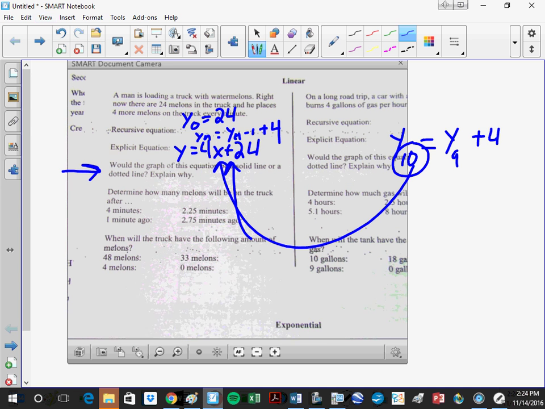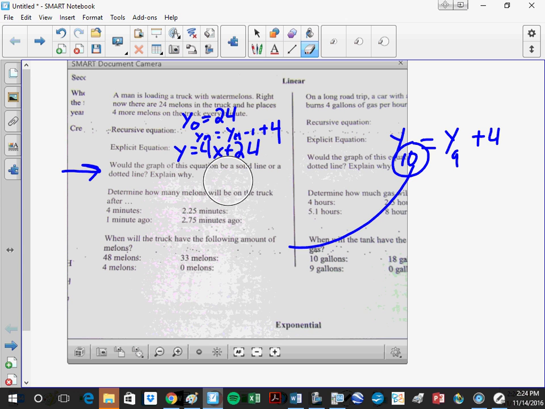So would the graph of this equation be a solid line or a dotted line? Dotted. And this is kind of weird. I can't carry 4 watermelons at the same time, so we would probably put 1 watermelon on the truck every quarter minute, so every 15 seconds. So this would be a series of dots every 15 seconds. Okay?